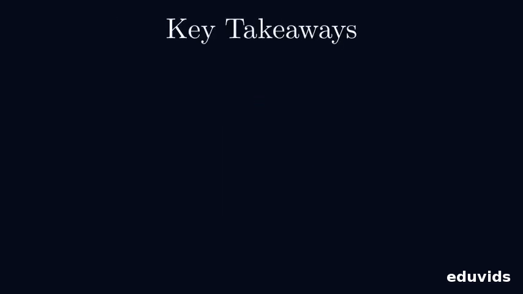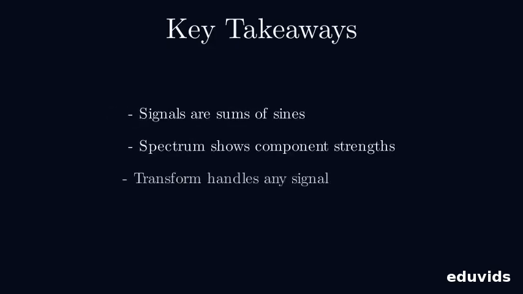Now let's recap the main points you should remember. A signal can be expressed as a sum of sine waves. The frequency spectrum displays the strength of each component. The Fourier transform works for both periodic and aperiodic signals.